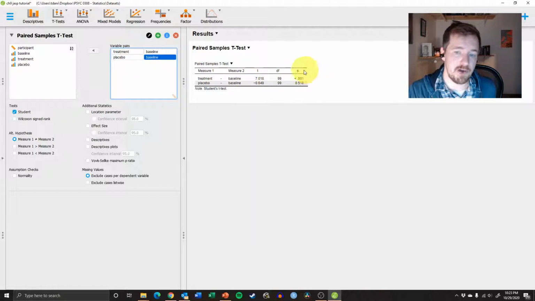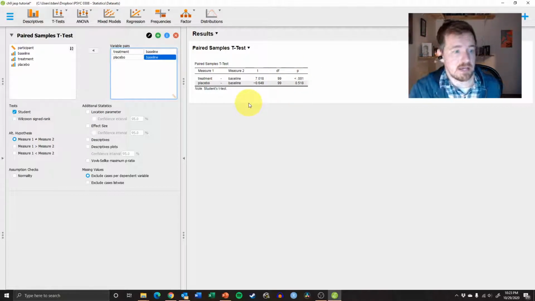How do we know? Because we can look at the p-values over here. The p-value is less than 0.05. So we're going to say that treatment does reliably increase memory for this example. And for this one, that the placebo does not reliably affect memory. So we're going to reject the null hypothesis for the first one, and we're going to fail to reject it for the second one. And that's pretty much it.